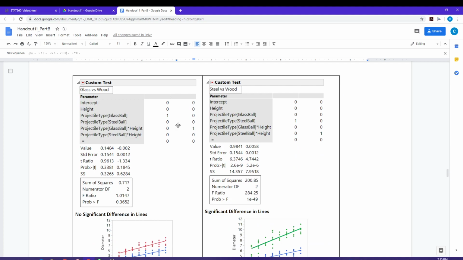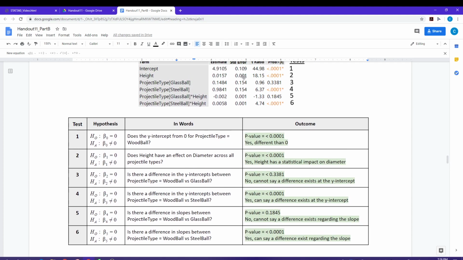Here what I've done is actually done a custom test of glass versus wood. So this is kind of looking at 3 versus 5. Now these tests, 3 and 5, are doing these individually. I mean, 3 is for the y-intercept and 5 is for the slope. A custom test would allow me to look at those collectively or kind of together.